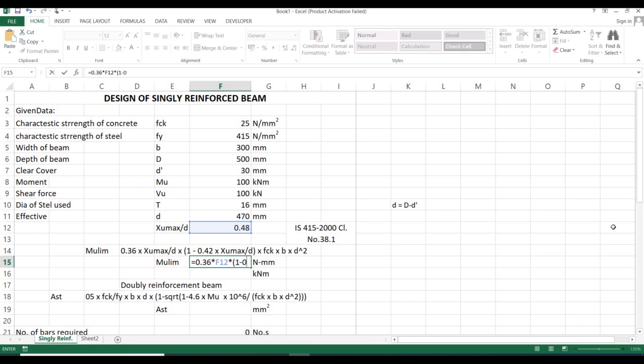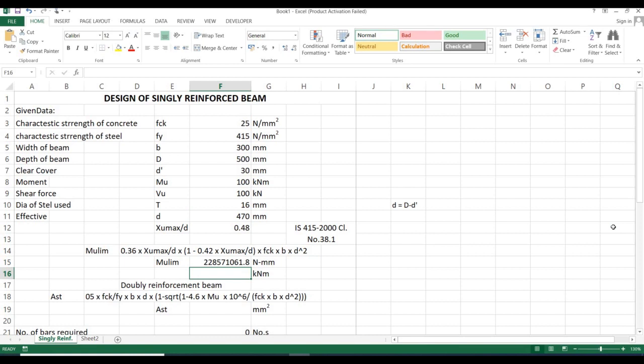1 minus 0.42 into Xu max by d, bracket complete, into fck. Fck is 25, into b is 300, into d is here, whole square. So this is how we can use it, and then enter.